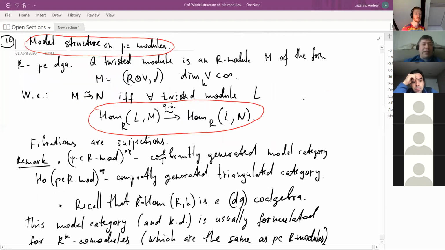Okay, I have 2 more slides. Right. So let me just say a couple of words about the model structure on pseudo-compact modules and why this is called the model structure or the derived category of the second kind.